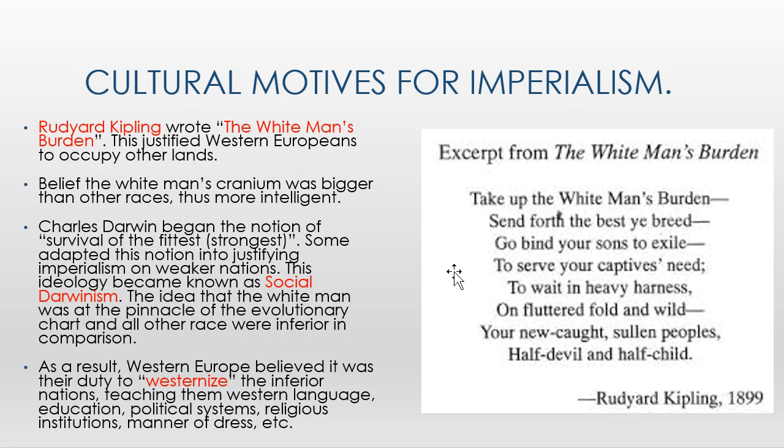They believe that it's incumbent upon them, being a more superior race, to give civility and civilization to the people who don't have it the way they have it. And so this is something that's also going to justify people going out and taking over lands and robbing them of their raw materials, this attitude of social Darwinism. As a result, Western Europe believed it was their duty to westernize the inferior nations, teaching them Western language, education, political systems, religious institutions, manner of dress, etc.